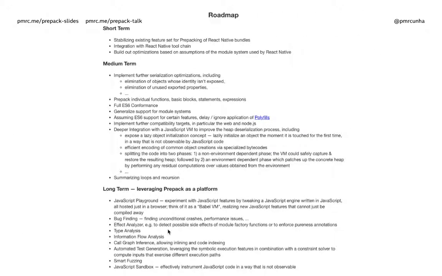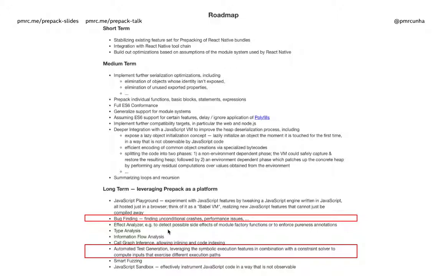But if we look at the roadmap, that's exactly what it says. Short term, it's React Native. There's some long-term stuff which is very interesting, like bug finding, right? If Prepack is executing all the possible branches and finding out the values that can trigger one branch to be executed or another, it might find combinations that will lead to the program crashing, and it can also be used to automatically generate tests that execute the different branches of your code.